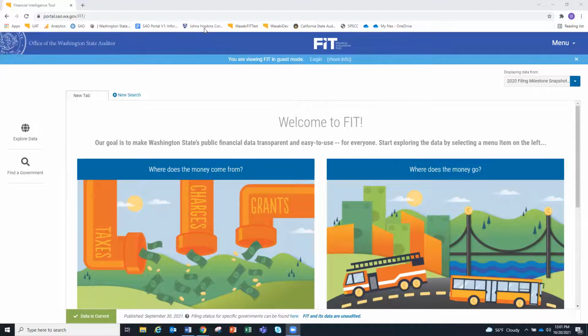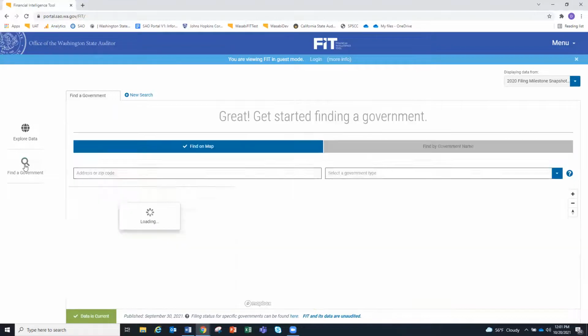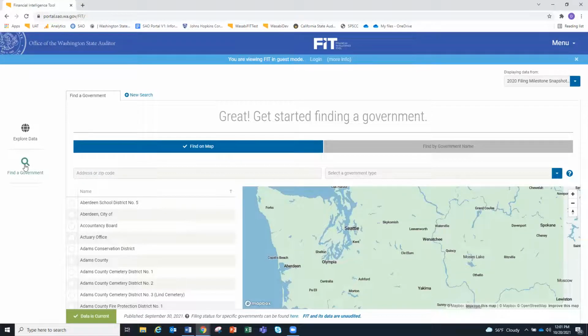So if you got to the link, this is the landing page for FIT. And I'm going to just go real quickly. On the left here, there are two options to onboard. So we're going to go ahead and find a government. And when you get to this map view, there's two choices, find on map or find by name. So you can actually click on this map and find a government. But for demonstration purposes, I'm just going to say find by name.